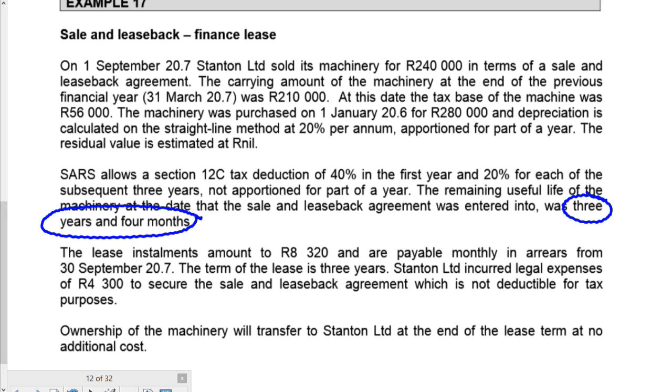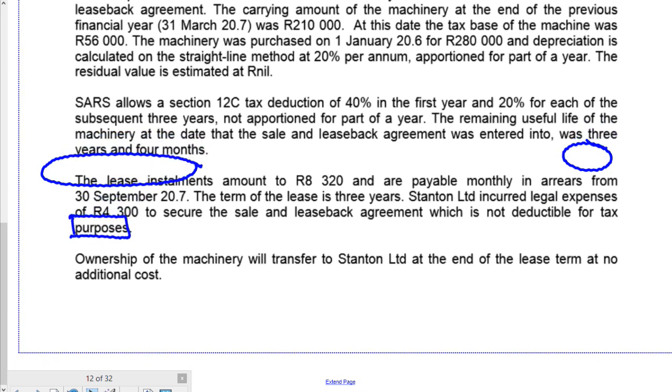The lease installments are 8,320 monthly in arrears from 30 September for 3 years. So 36 months, that installment. They incurred legal expenses of 4,300 to secure the lease, which was not deductible for tax purposes. So I want you to do 2 calcs for me. I want you to do the amort on the lease, and I want you to do the calc on the asset. Yeah? So the calc on the asset, the amort on the lease, and then we'll go and check the numbers in the disclosure. Okay, I think they ask disclosure. What do they ask? Journals?